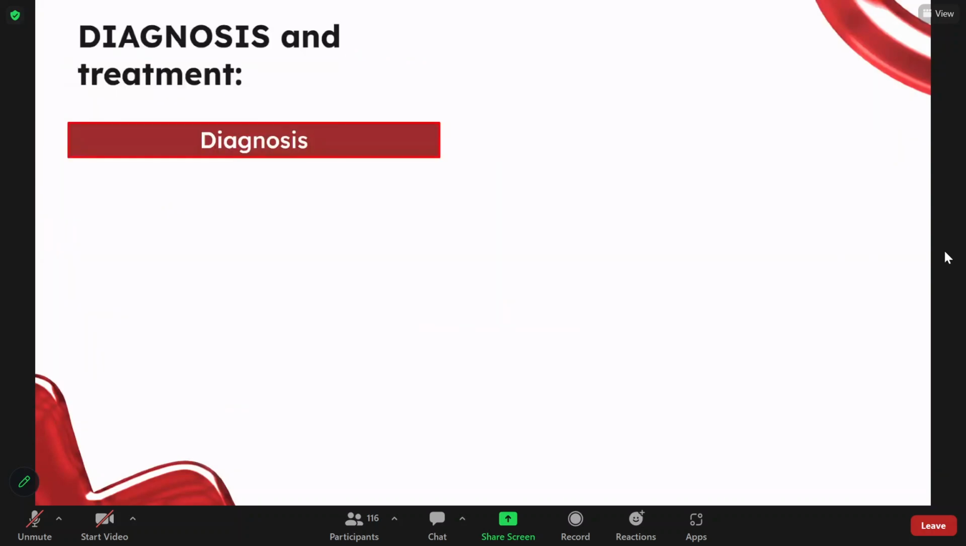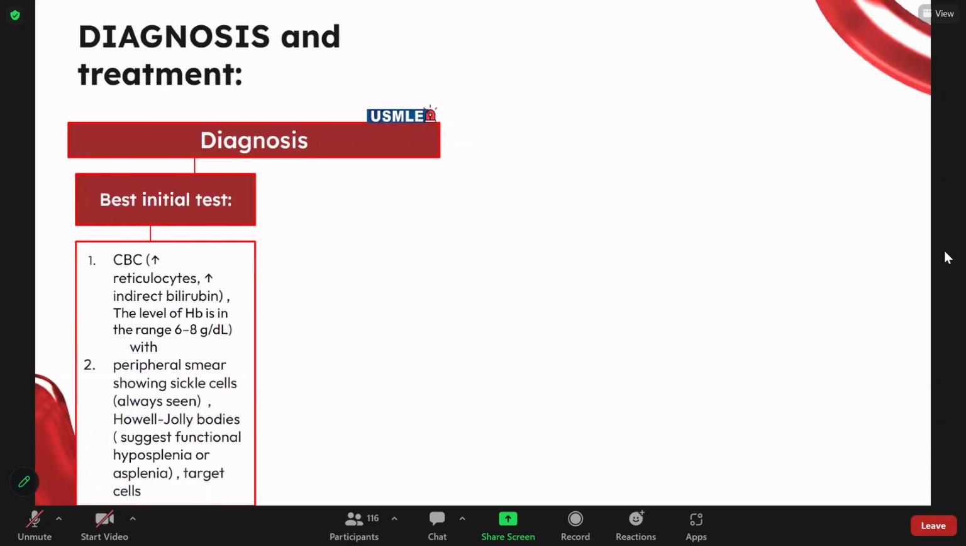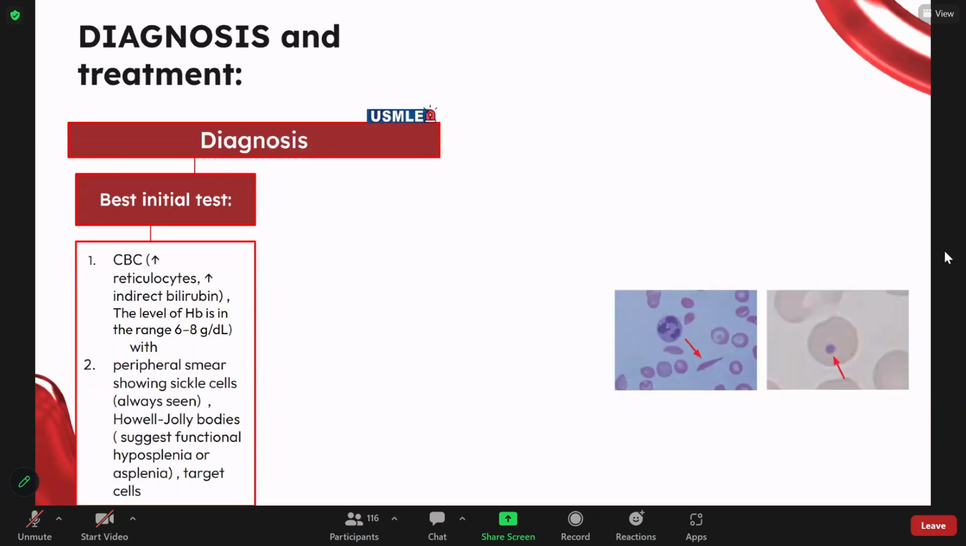For diagnosis and treatment, we'll start with the diagnosis. The best initial test is the CBC and peripheral blood smear. The CBC will show increased reticulocytes and indirect bilirubin, and the hemoglobin level will range from 6 to 8 grams per deciliter. The peripheral blood smear will show three changes: sickle cells, which are always seen, Howell-Jolly bodies due to autosplenectomy, and target cells, as we see here.